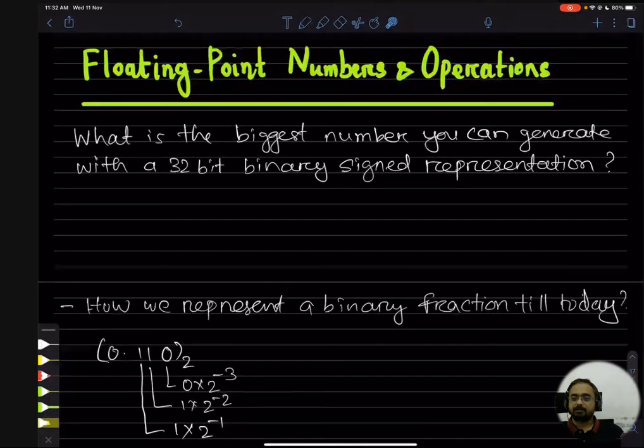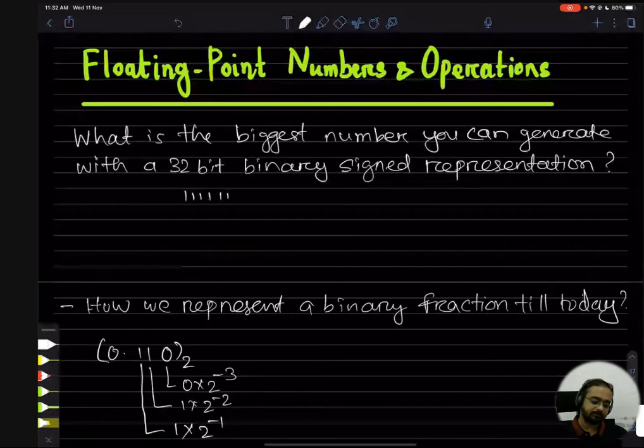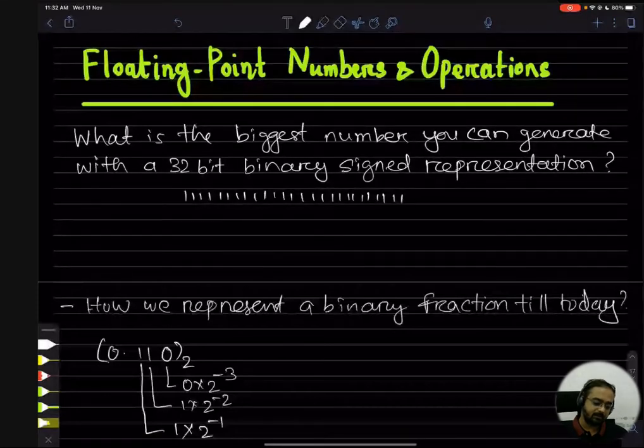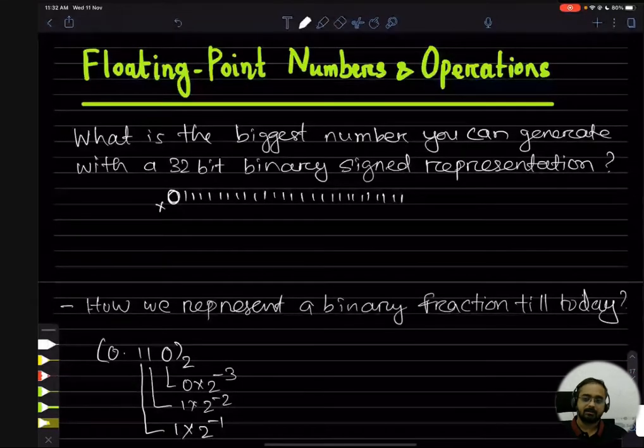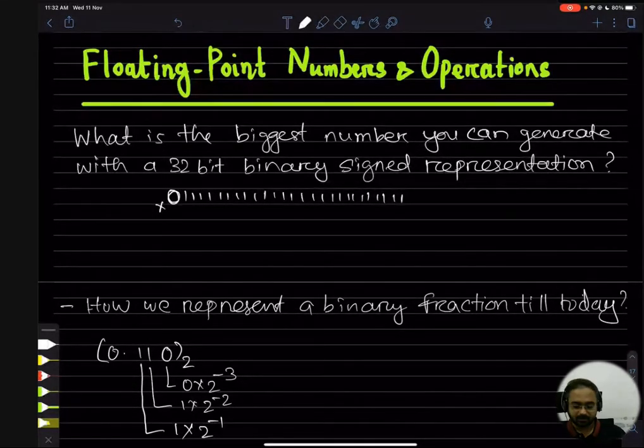Can you calculate what the biggest number we can generate will be? Obviously the biggest number will be all 1s in 32 bits. So how many ones are there? You have to leave the first bit because it is not a number bit, it is a sign bit. So all 31 bits are 1. Yes, that is correct. So 31 bits are 1.